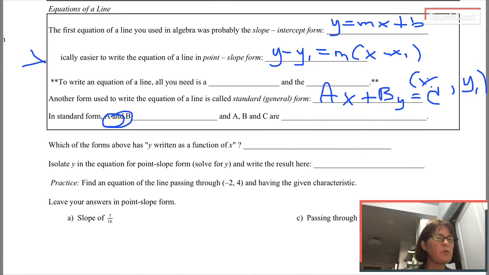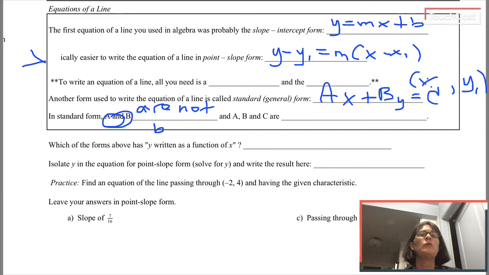In standard form, there's one rule, which is that you can't have both A and B equal 0. Because if A and B were both 0, then the whole left-hand side of the equation would be 0, so you'd have 0 equals C. And that's not the equation of a line, because the equation of a line has to have a variable in it, either an x or a y or x and y. So in standard form, A and B are not both 0.